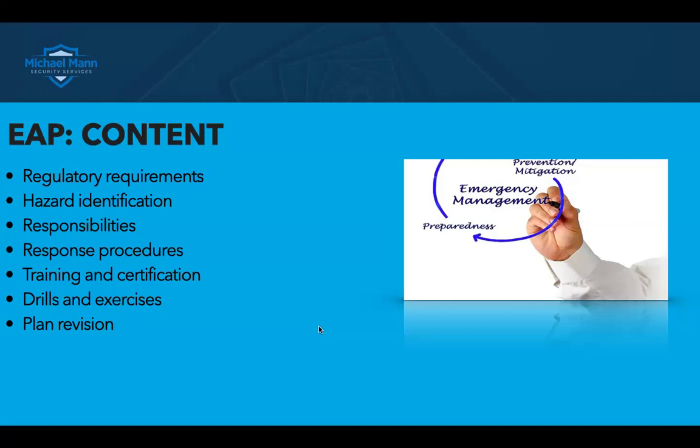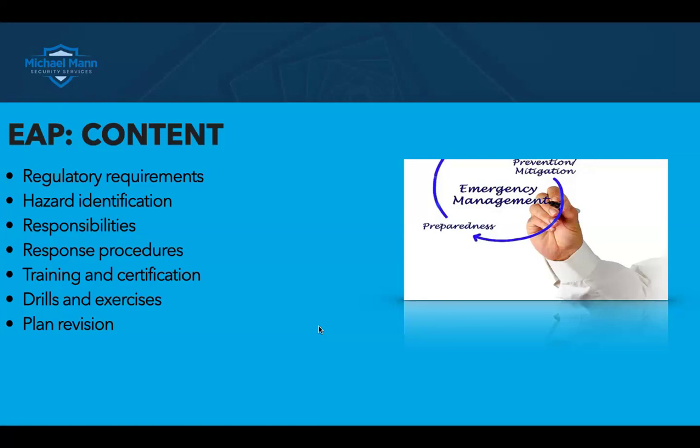Number two, what the plan will address: what are those hazards, what it is you're trying to protect or prevent, mitigate, and respond to. So what are the hazards, things like severe weather, fire, active assailants? Responsibilities. Who is going to do what during this emergency? Who are they, where are they located, and what are they going to do?